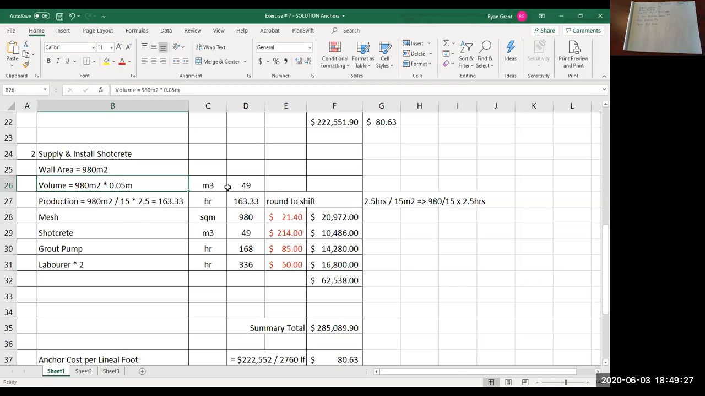So you would calculate your cubic meters of shotcrete that you needed. It's your wall area, 980 square meters, times the thickness, so times 0.05. Again, you have to keep your units matching. You can't multiply square meters times millimeters. That doesn't work. You need to have consistent units. Meters times square meters is fine. That will give you cubic meters. So you should have had 49 cubic meters here.